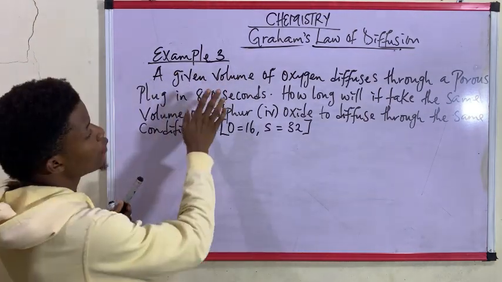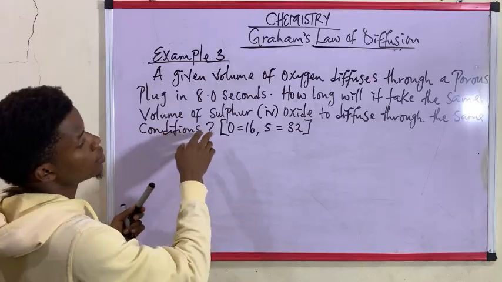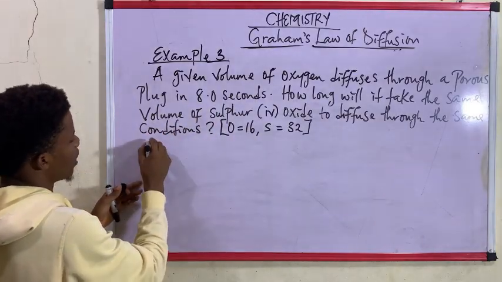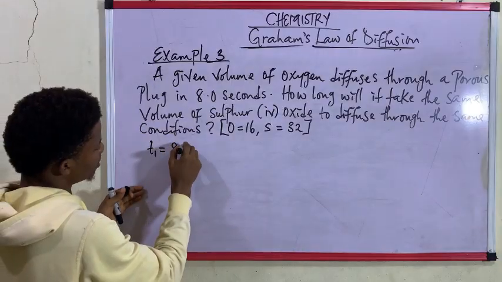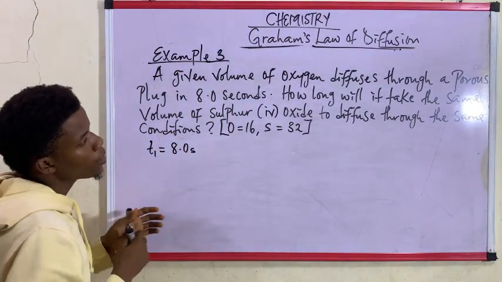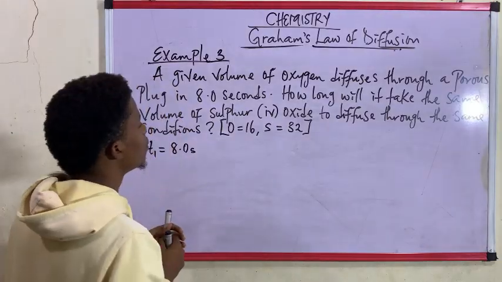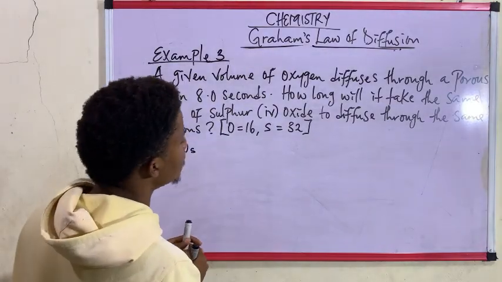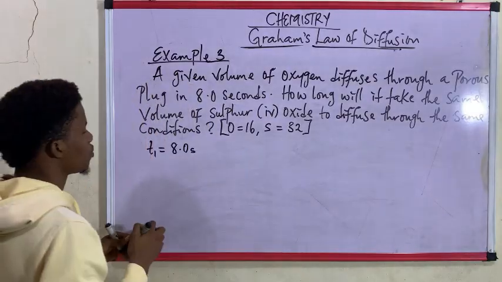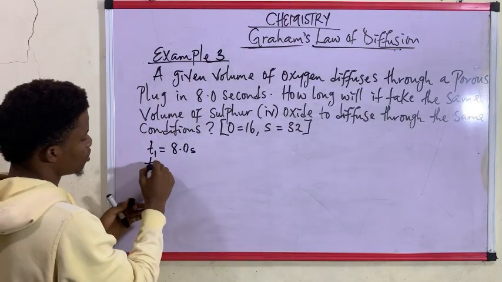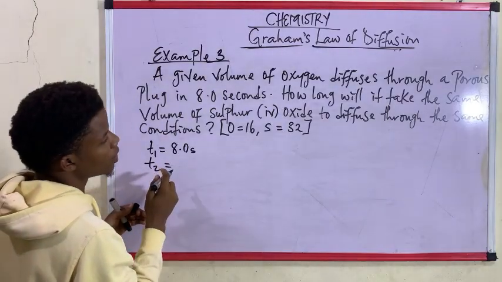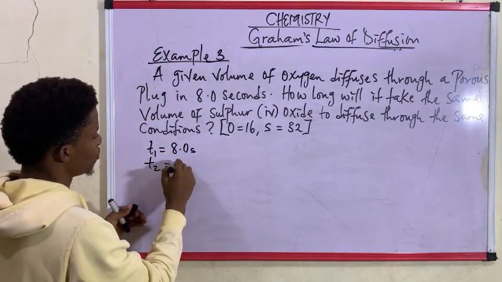All right. So first of all, let's look at our parameters. A given volume of oxygen diffuses. Okay, so the first volume is V1. So we have our T1, 8 seconds. So our T1 is 8.0 seconds. Then, how long will it take the same volume of sulfur oxide to diffuse under the same condition? So how long? That's T2, right? And our T2 we don't know.